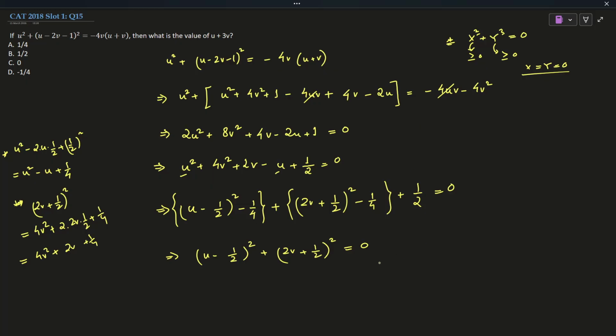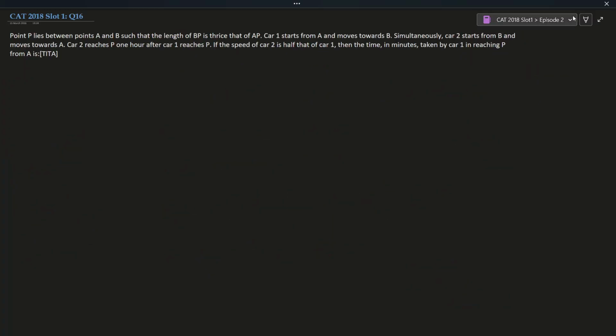Therefore u equal to half and 2v plus half equal to 0. From here I can say v equal to minus 1 by 4. I have found the value of u, I have found the value of v. I need to find u plus 3v. U is half, 3v is minus 3 by 4. So the answer is minus 1 by 4. Correct answer is option B. Very good question. I would say easy to moderate level question. Okay, let's move on to the next question.